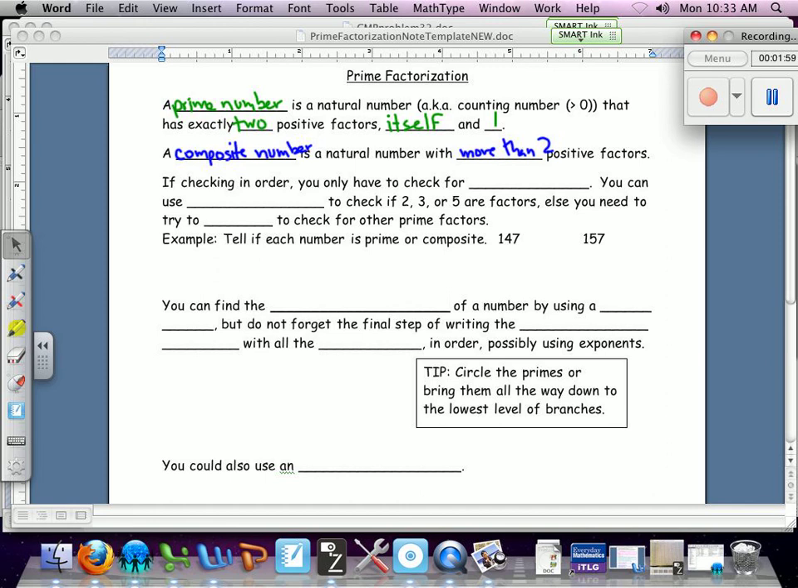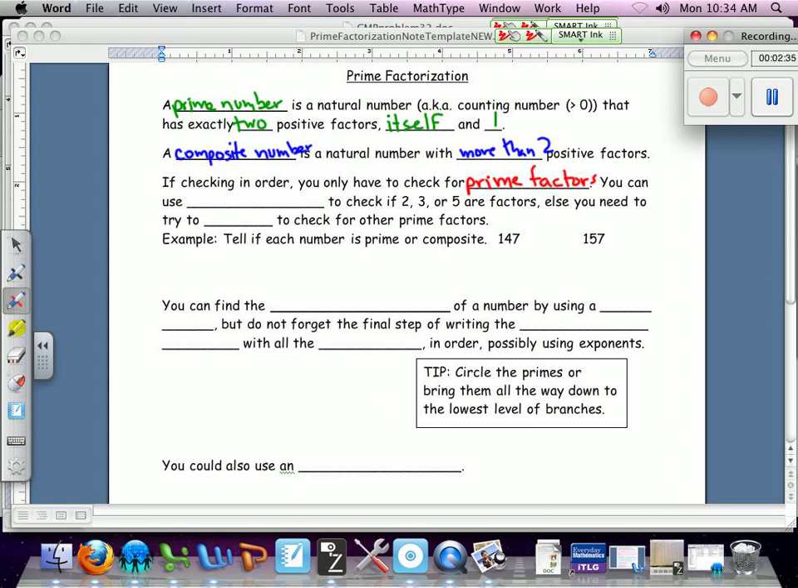So if you're checking a larger number to figure out if it's prime or composite, you should check numbers in order to see if things go into it evenly. See if you have any other factors. If you're checking in order, you only have to check the prime factors. You don't have to check 4 because 2 would have already gone into it. You don't have to check, say, 12 because 2 would have gone into it and 3 would have gone into it. So you only have to check prime factors to see if a number has anything else that goes into it.